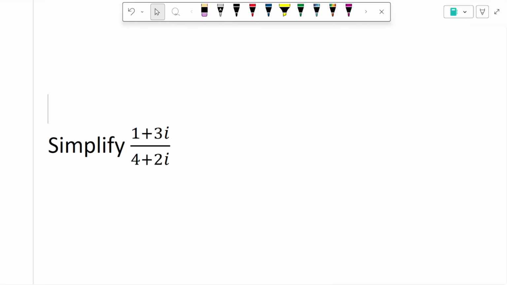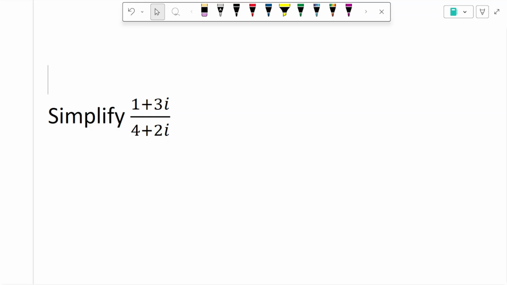All right, now it can get a bit messier if we've got a combined complex number with a real and imaginary part on the bottom like this. What we're going to want to do is times by the conjugate. When I say the conjugate, I mean you flip the sign on the imaginary bit. So if it was a plus, you would change it to a minus. And vice versa, if it was a minus, you would change it to a plus. So we're looking at 4 take 2i.